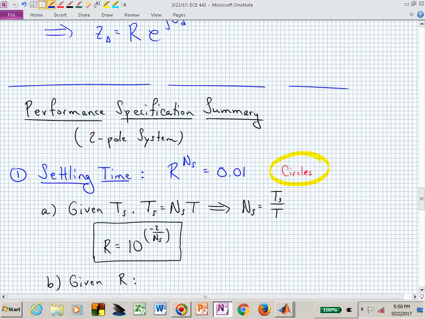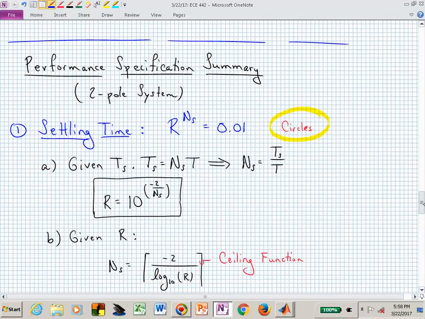That's going to give us r. And we can now either be given t sub s. If we're given t sub s, then that gives us n sub s. If we have n sub s, then we can solve for r. That gives us our radius. So now we have concentric circles that depend on our settling time.